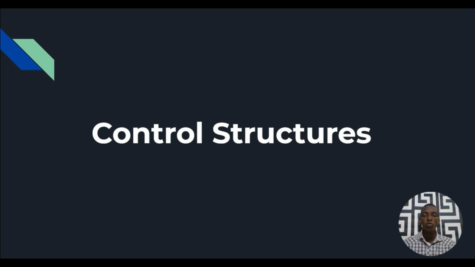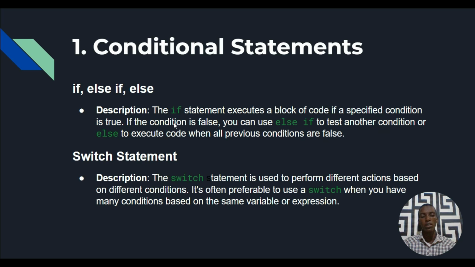Now we'll be continuing from where we stopped, which is control structures. When we talk about control structures, the first thing we're looking into is the conditional statements, where we have the if, else if, and the else statement. The if statement executes a block of code if a specified condition is true, and if the condition is false, you can use else if to test another condition, or else to execute the code when all previous conditions are false. Let's explain this more practically.